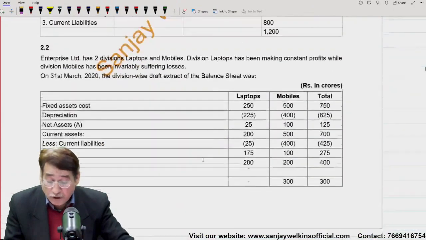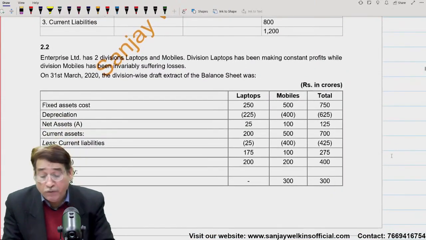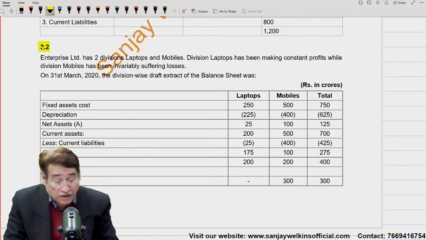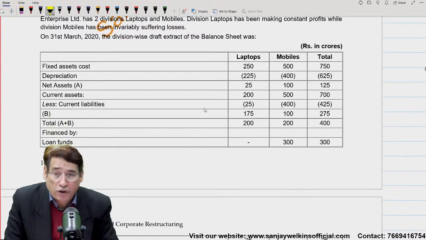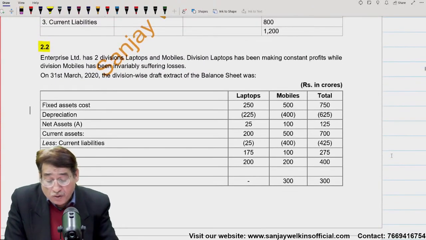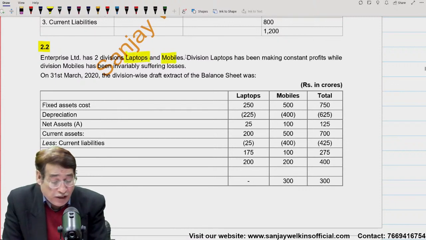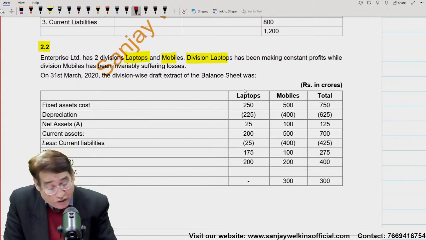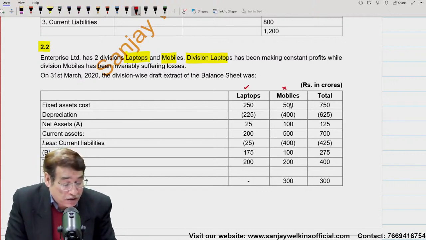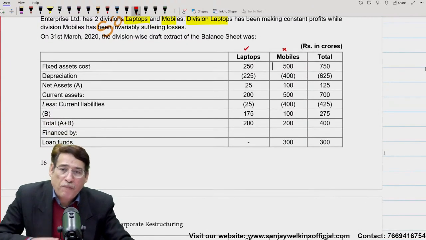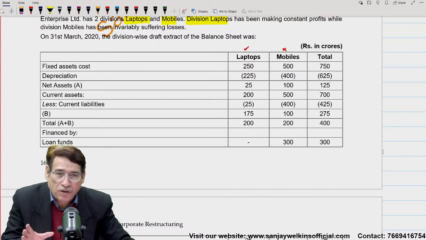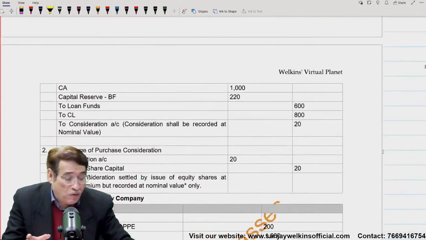So after having done this particular question, please try to attempt 2.2 on your own. This question is absolutely on similar lines. Only thing is that figures are doubled or halved of the previous question. Again, this question has been taken from your module. Correct? So two divisions here, laptop and mobile division. Division laptop has been making constant profit, but the mobile division is under losses. This division is being sold. So apply the same rules, same procedure, correct? Same procedures.